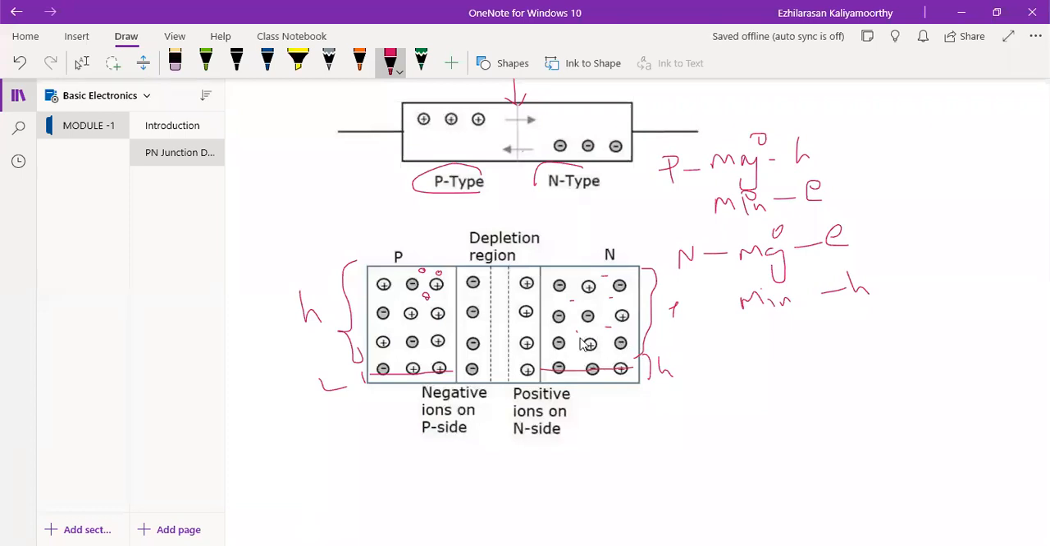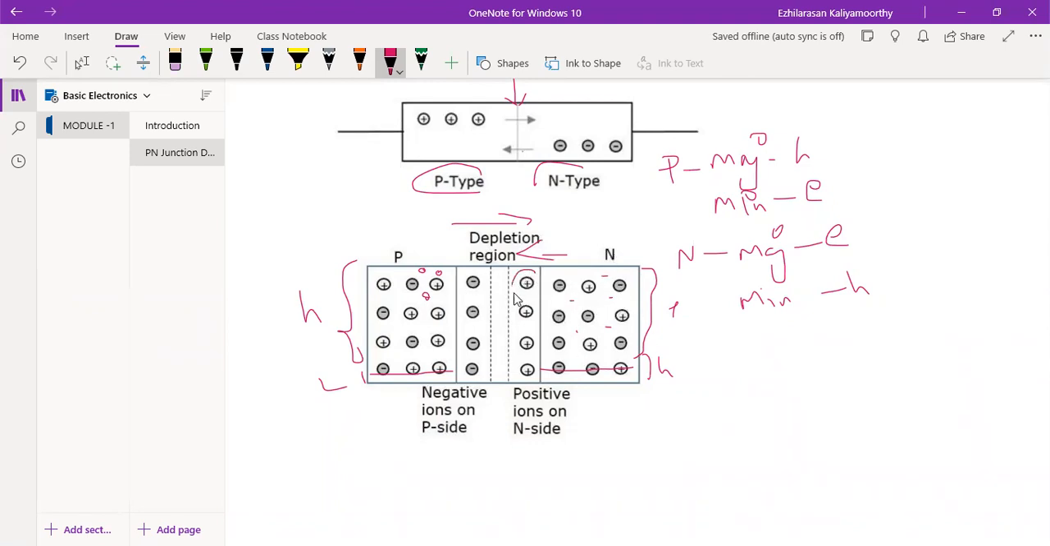Now what will happen is, as opposite charges attract, the few holes in the P type tend to go towards the N side, whereas in the N type the few electrons will move to the P side. As both of them travel towards the junction, see, this is the junction, there exists a region where positive and negative ions are formed.